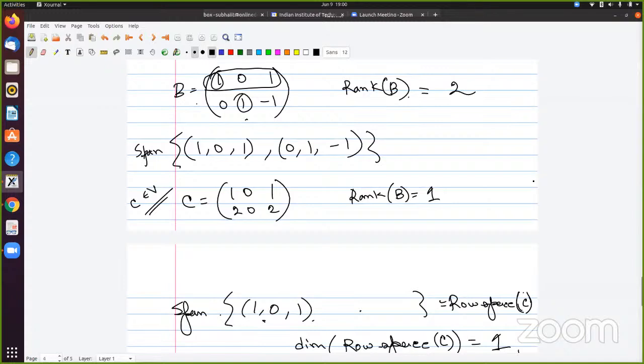You know what is the dimension of a vector space? Dimension is how many free variables. Cardinality of the basis. It's the cardinality of the basis. That's how many independent variables we have. That is the dimension.